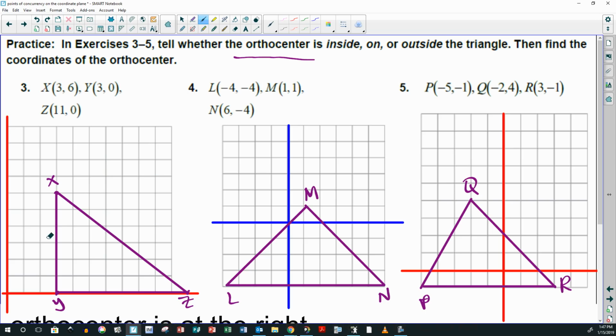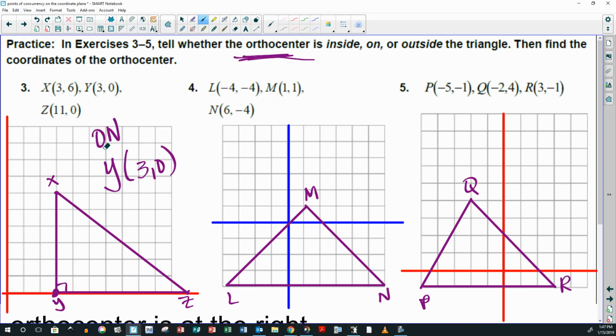But what's really, really cool in this first picture is it's a right triangle. So just like the right triangle with the circumcenter, it's on the hypotenuse. The orthocenter of a right triangle is the right angle. There's absolutely no work to be done. When you see a right triangle and they're asking you for the orthocenter, it is the location where the right angle is at. So my orthocenter is 3, 0.